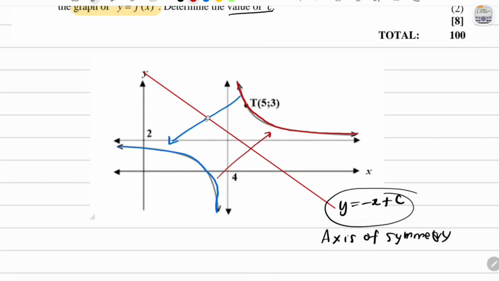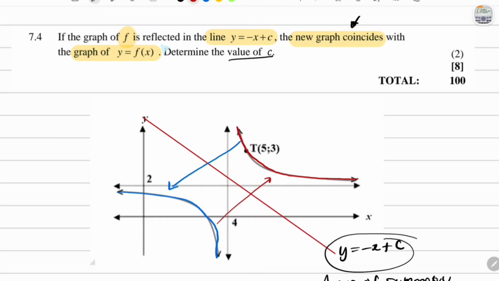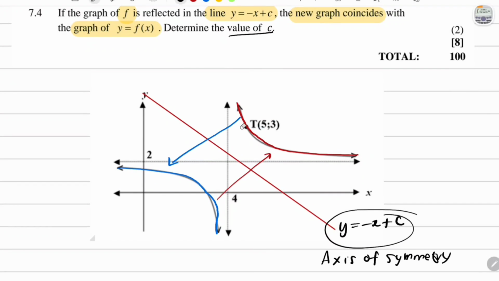They didn't tell us that it was the axis of symmetry yet, but they told us that we reflected it across this line and it perfectly matched up with each other, because they said it coincided with the graph y is equal to f of x. And I'm really just assuming that they're speaking about the graph of f because y stands for f. So if it perfectly matches up with the graph of f, then they're really just saying that when we reflect this graph across this line, we still get the graph of f, meaning they're perfectly symmetrical across this line.